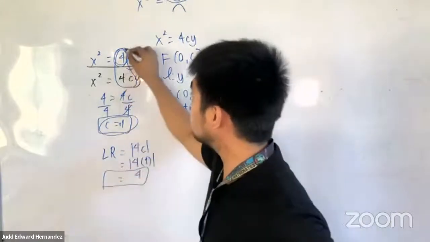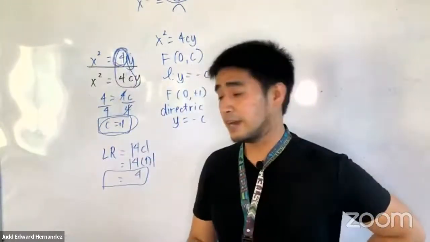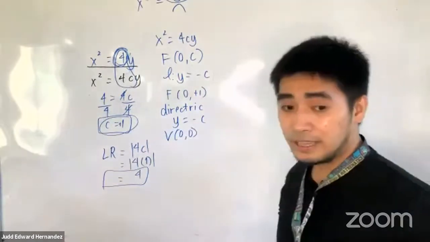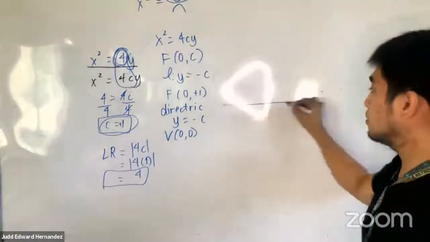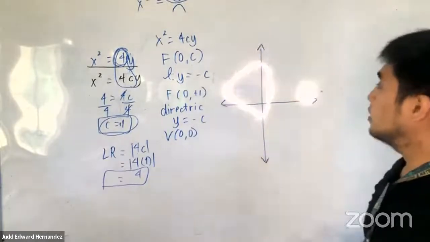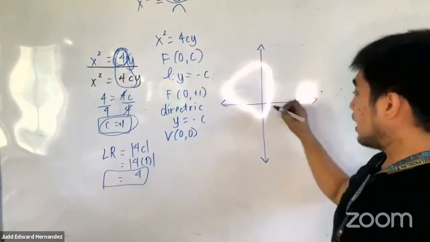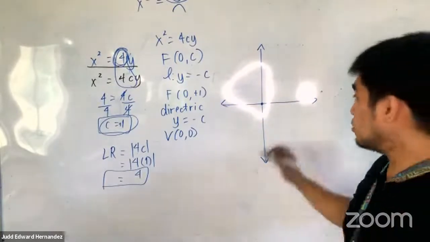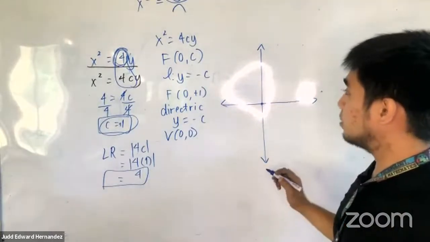Kung mapapansin nyo, yun lang naman yung value dun sa right side. So, the vertex is located at the origin, therefore that is at 0, 0. So, let us try to graph the parabola. Okay, so in graphing, therefore, the vertex is located at the origin.